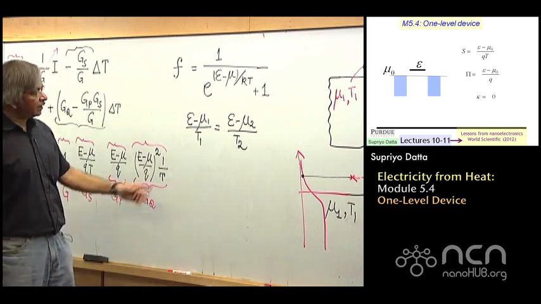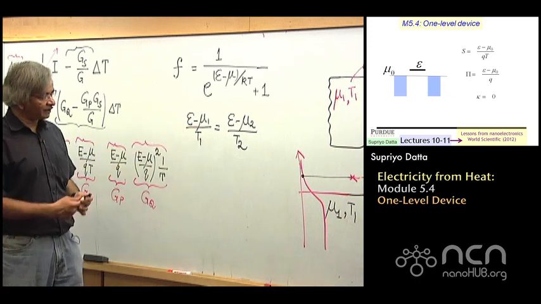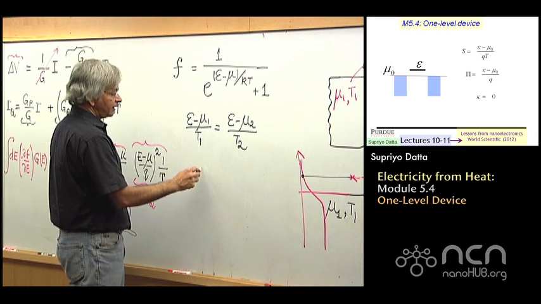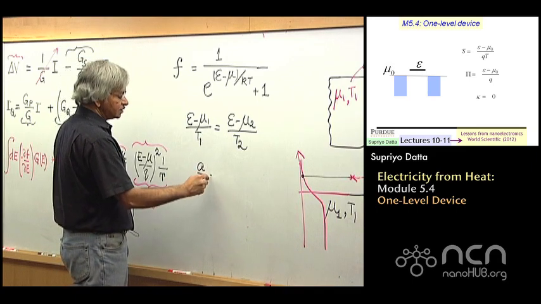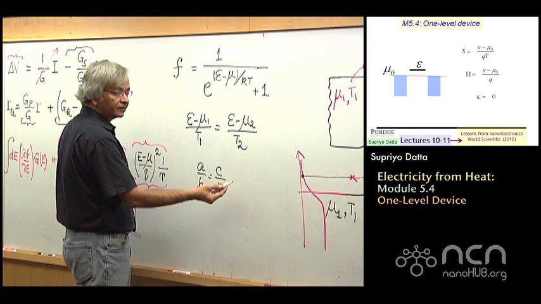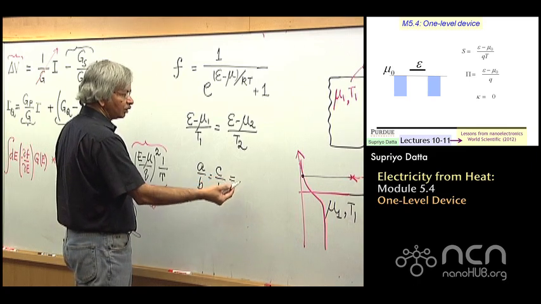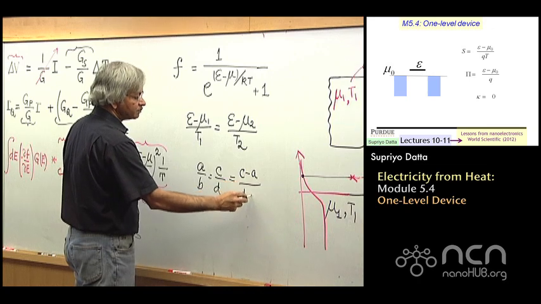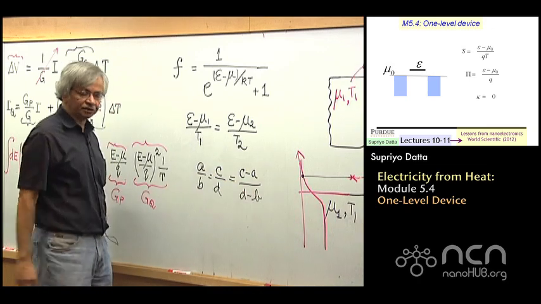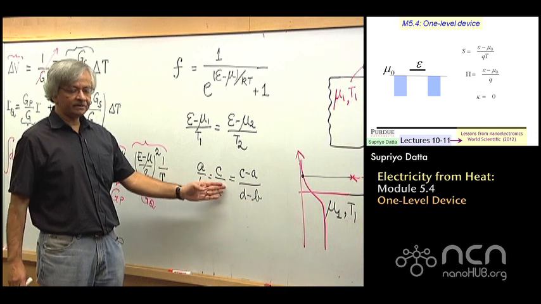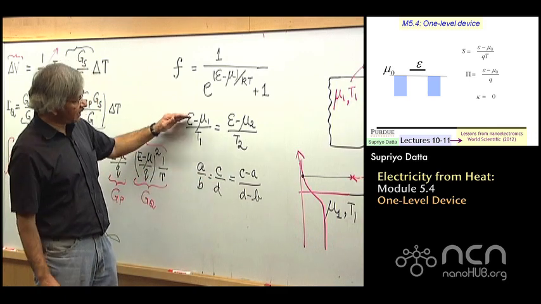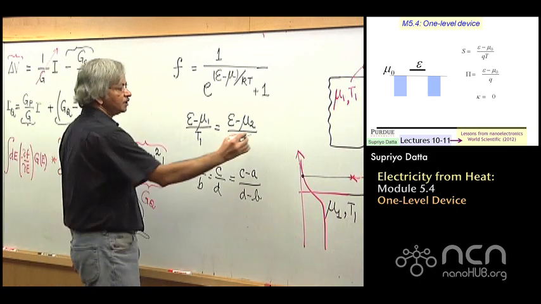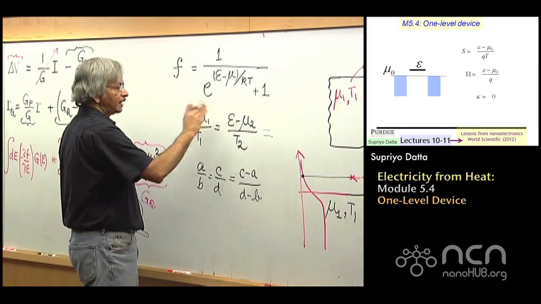Okay. Now, here I'm going to use a little mathematical trick, and it's something like this: if A divided by B is equal to C divided by D, then each one of these is equal to C minus A divided by D minus B. That's a little algebraic thing you can check out. Okay? So I'll use that here. So this is A, that's B. This is C, that's D. And so each one must be equal to C minus A.